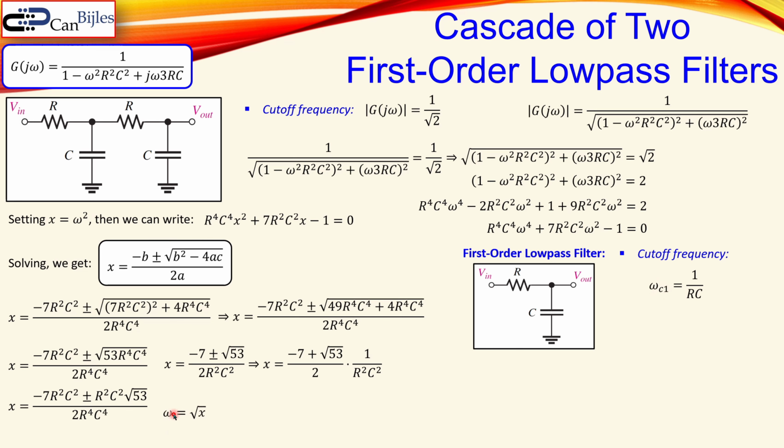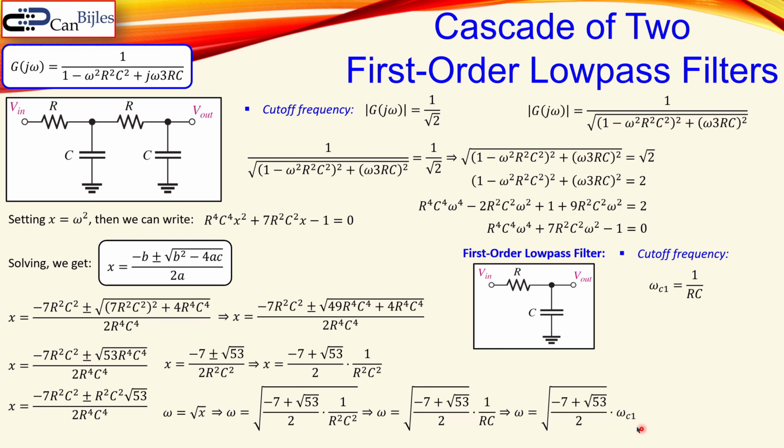So if I now go to the omega, which is the square root of x, I will take the square root of this one, which is now this big equation. I can now make the square root of this expression, which is just a number, times the square root of that one, which is also written like so. But this is here the omega c1, which is the cutoff frequency of this first order low pass filter. So I can also write it down like so.